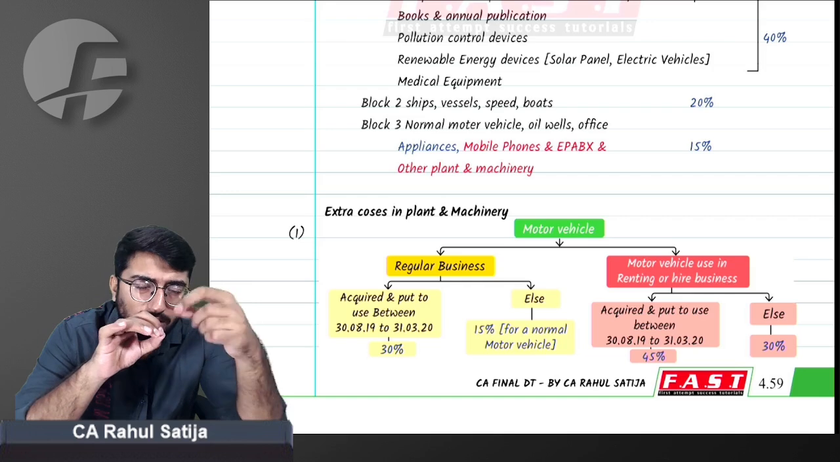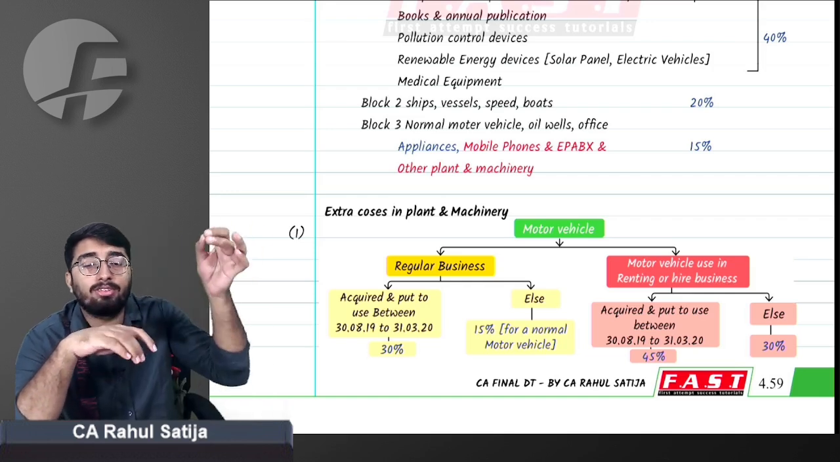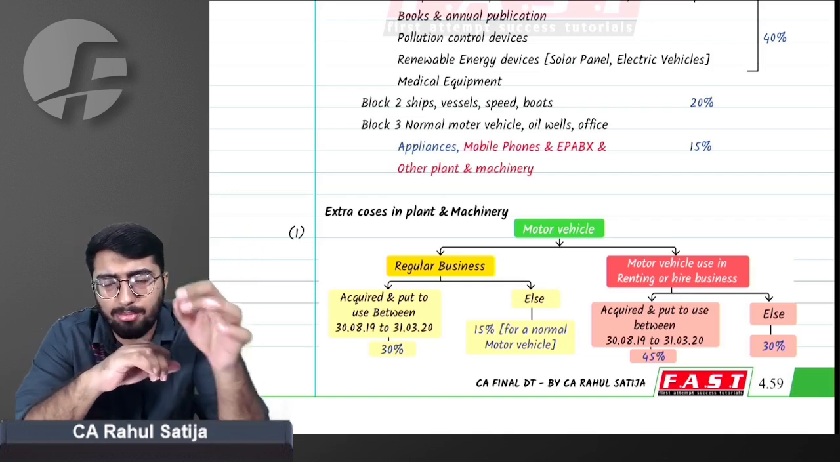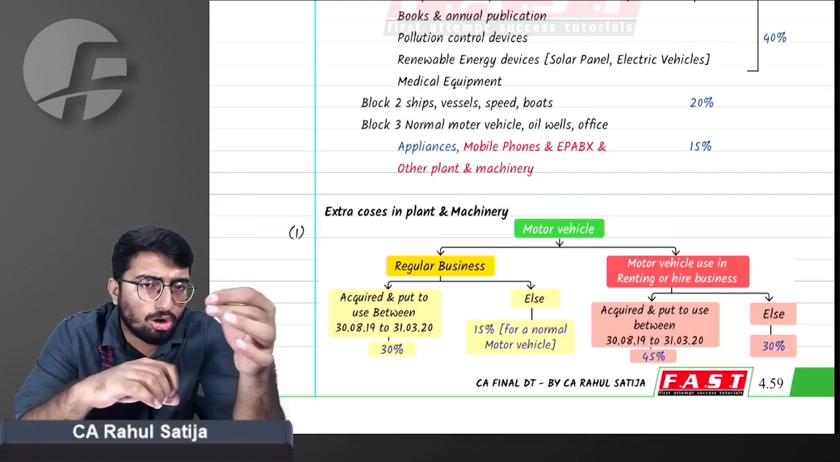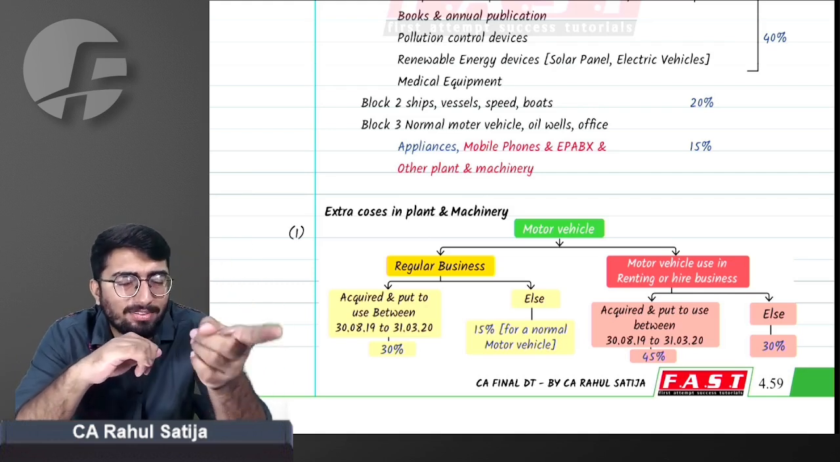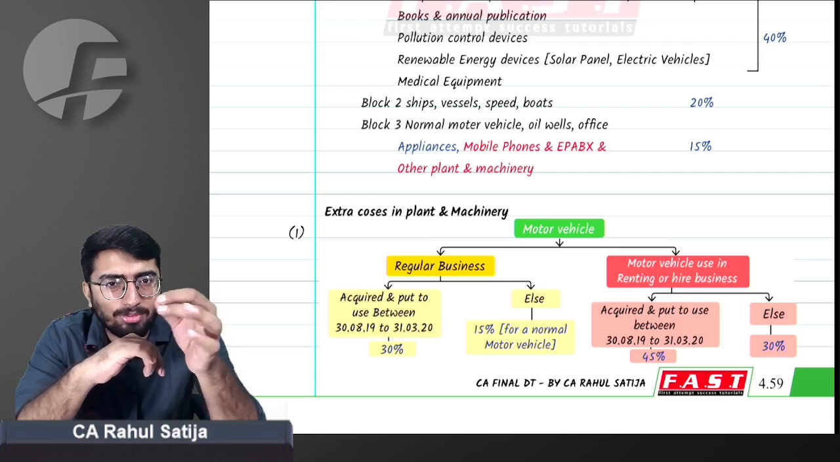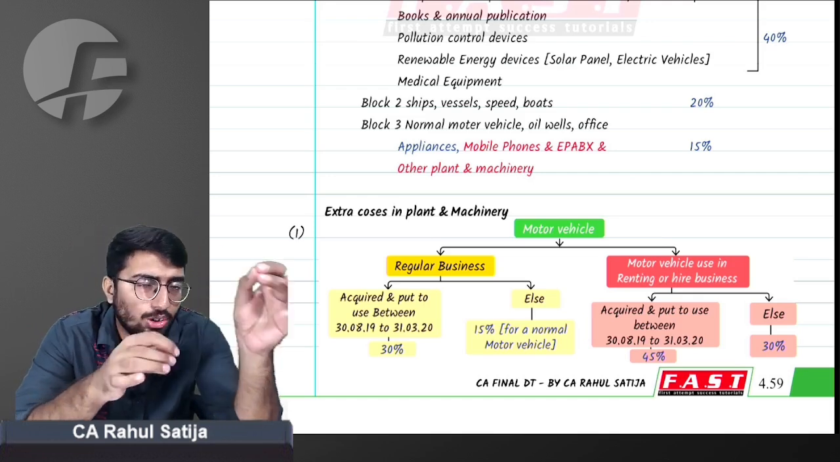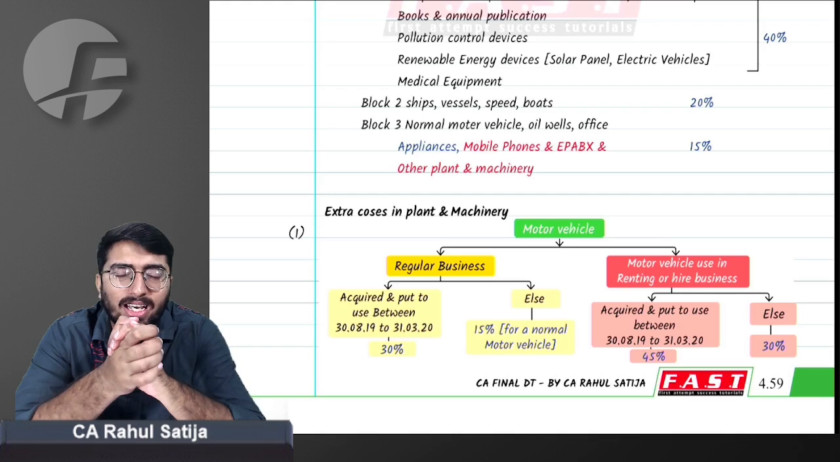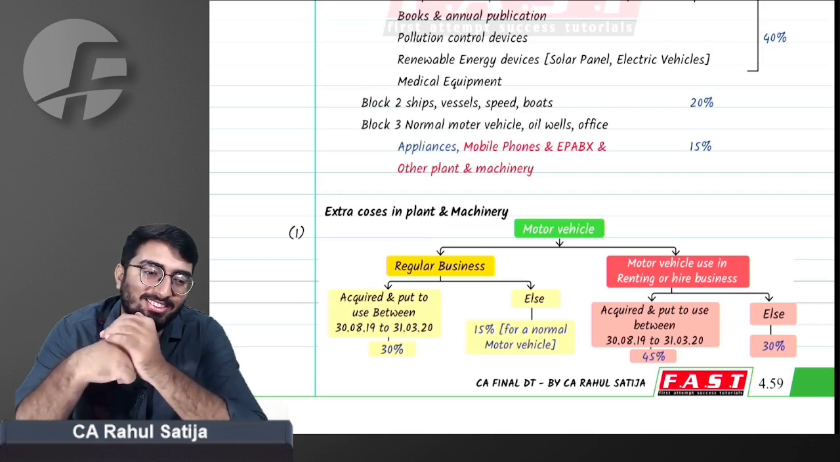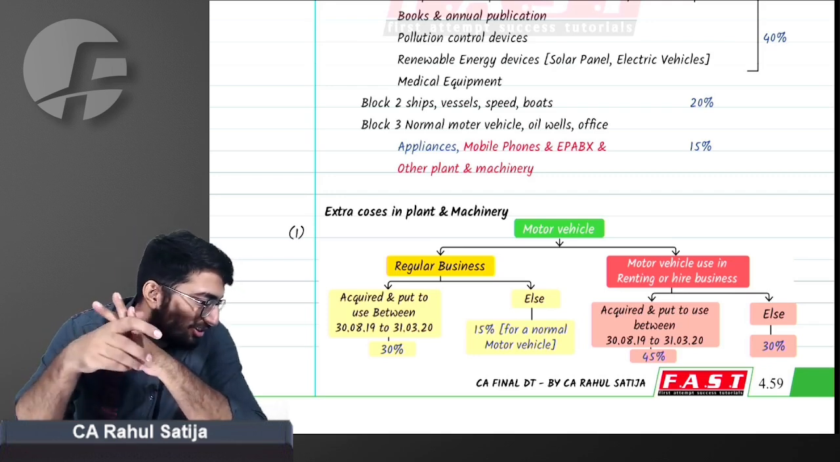Similarly, sir, if you don't have a regular business, but you have a business of renting of motor vehicle, then normally depreciation of 30% is allowed. But if such plant and machinery is acquired from 31st August 2019 to 31st March 2020, then depreciation on that plant and machinery will be 45%. Got this point or not?